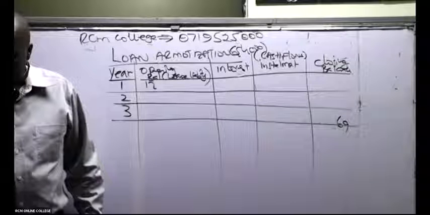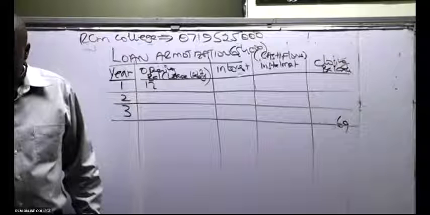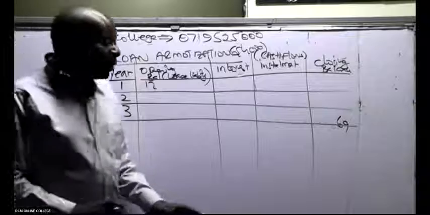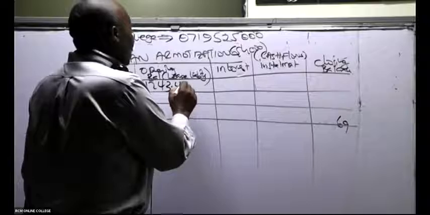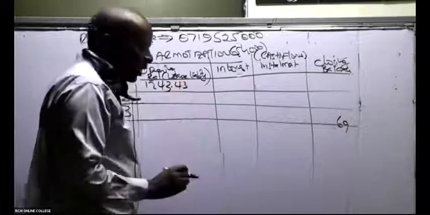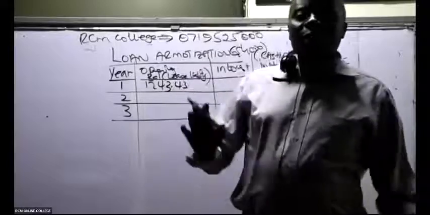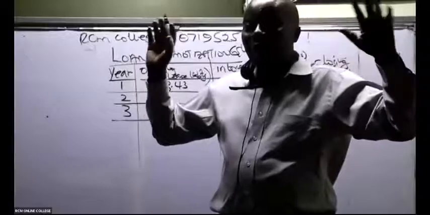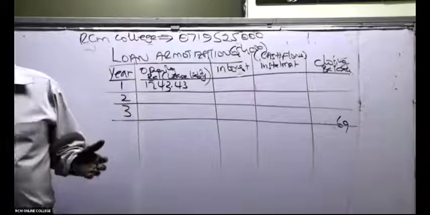1243.4 something. Was it 41, 43, 45? Let's agree, all of us, and work with one figure. Because of rounding off errors, we could have a slightly different figure, which is allowed by the examiner. 45.